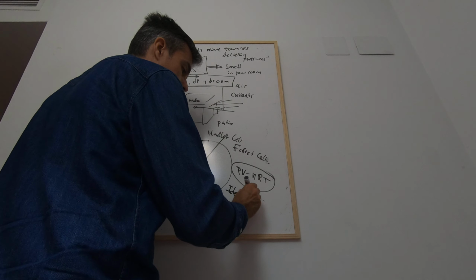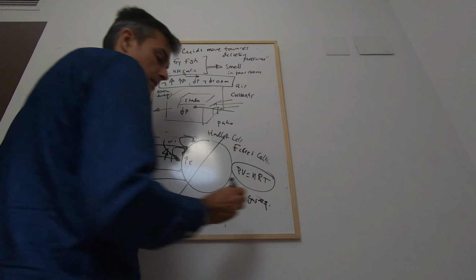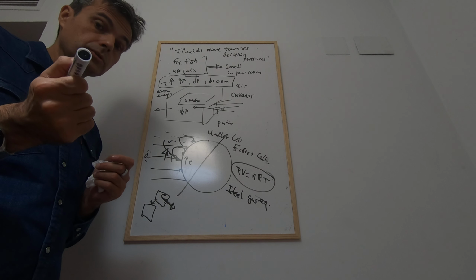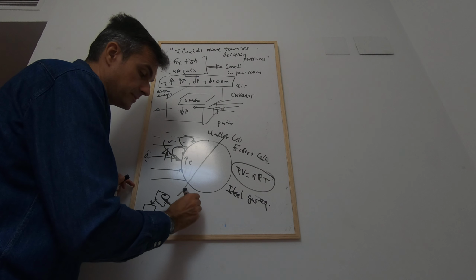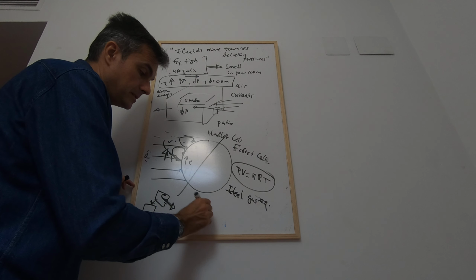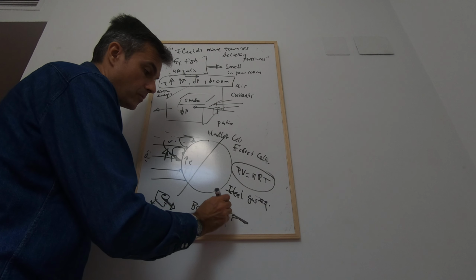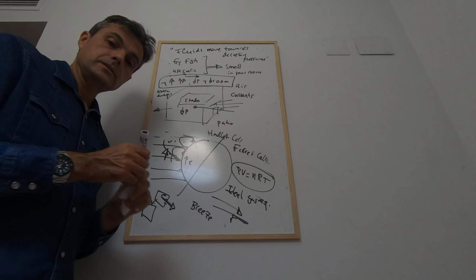Ideal gas equation. Also able to explain the breeze. The breeze is the same idea. The earth and the water and the sea are at different temperatures, so you have the breeze.